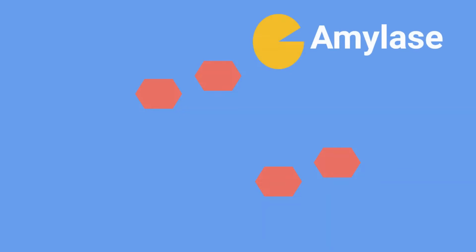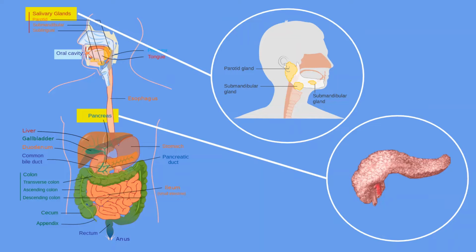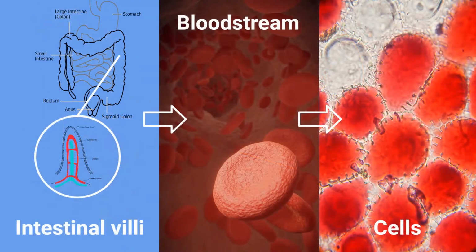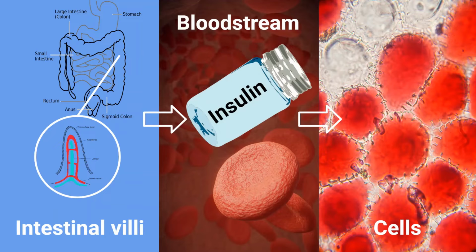When you ingest carbohydrates, they are broken down into simple sugars with the help of an enzyme named amylase that is primarily produced by the salivary glands and the pancreas. As a matter of fact, the breakdown of carbohydrates begins as soon as they are in the mouth and proceeds when the pancreas releases these enzymes in the intestine. These simple sugars are gradually absorbed into the bloodstream through intestinal villi, and as the sugar level rises, the pancreas releases a hormone named insulin, which moves sugar from the blood into the cells.